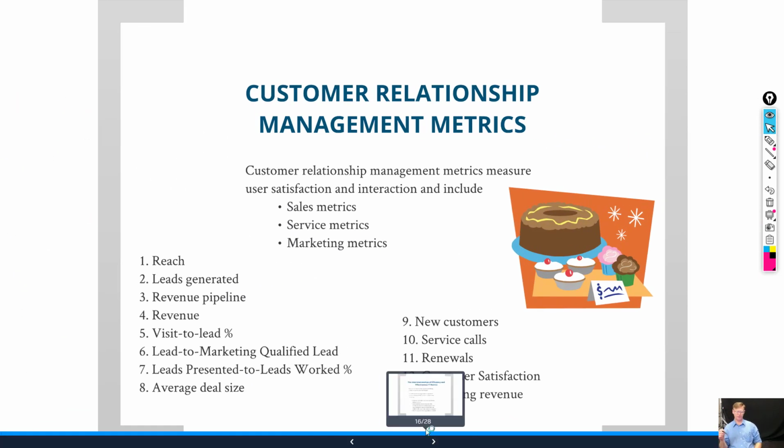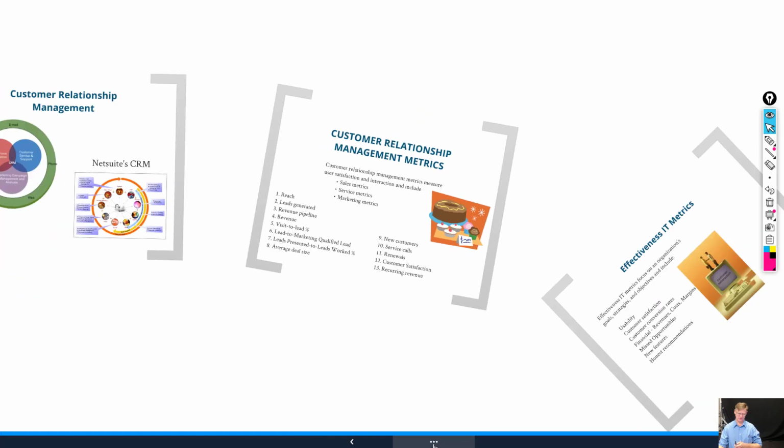Just some metrics you would expect to get from a CRM, which includes marketing data, so leads generated, sales revenue in the pipeline, overall revenue, how many sales visits turn into qualified leads, how many leads then convert into marketing qualified leads. You've got leads presented, where salespeople make calls, and then it converts into a lead worked. Deal sizes, new customers, again, things you would associate with a CRM.